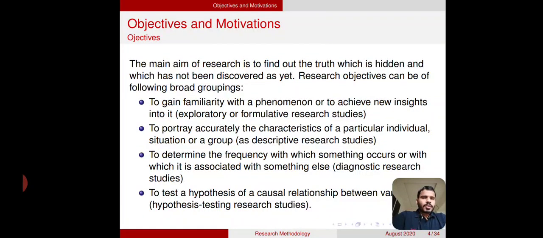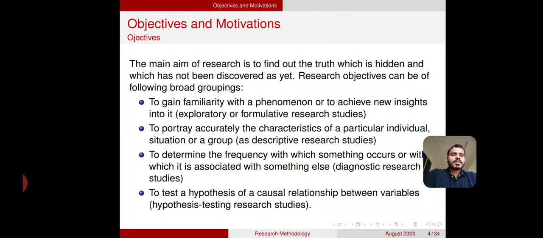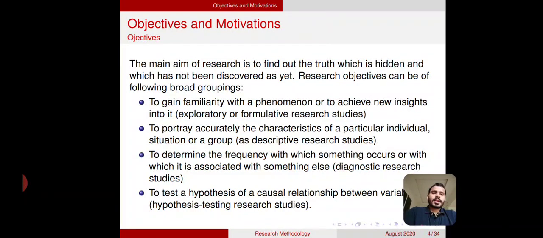To portray accurately the characteristics of a particular individual, situation or a group: descriptive research studies. To determine the frequency with which something occurs or with which it is associated with something else, or to test a hypothesis of a causal relationship between variables: hypothesis testing research studies. We will come to what is meant by hypothesis later. So these are some groupings of the objectives of research.